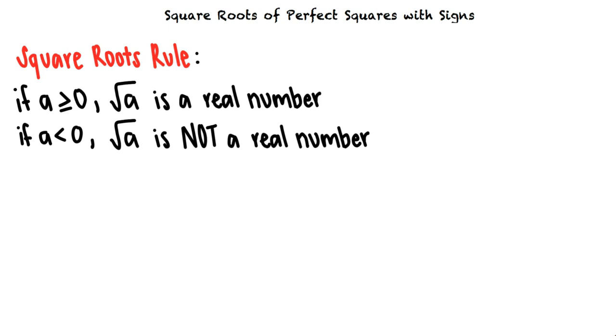To begin, the square roots rule states that the square root of a is a real number only if a is positive or equals 0. If a is negative, then the square root of a is not a real number.